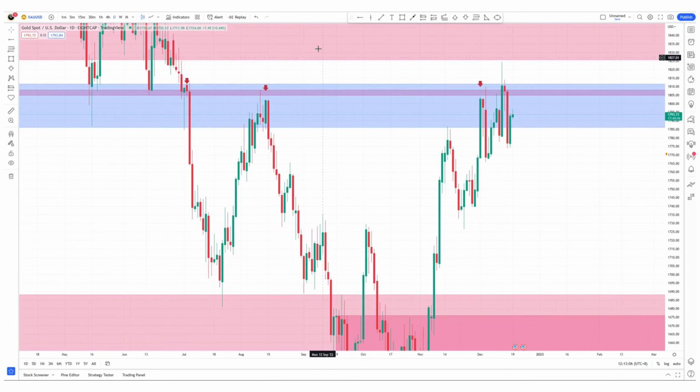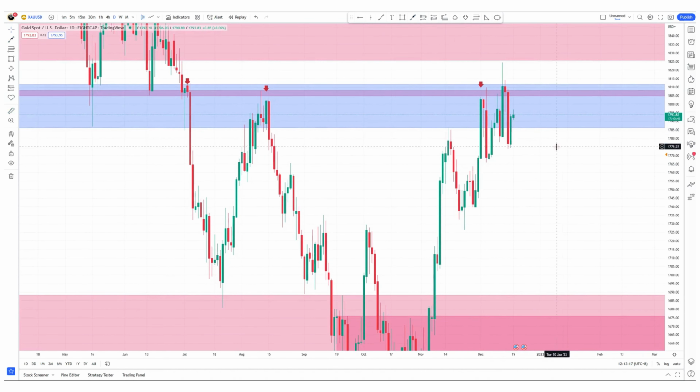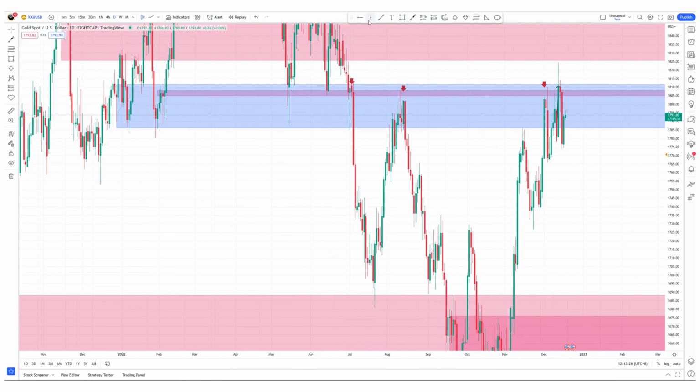And this is just the pullback into the zone. You guys have to remember that there will be pullbacks into the zone, and that is the reason why this pullback rejected almost 200 pips down. But from that moment, price again went all the way up to retest, remember, the highest zone of the engulfing fail, which is at 1812, 1811. So from that moment, this should be the highest point for the rejection.